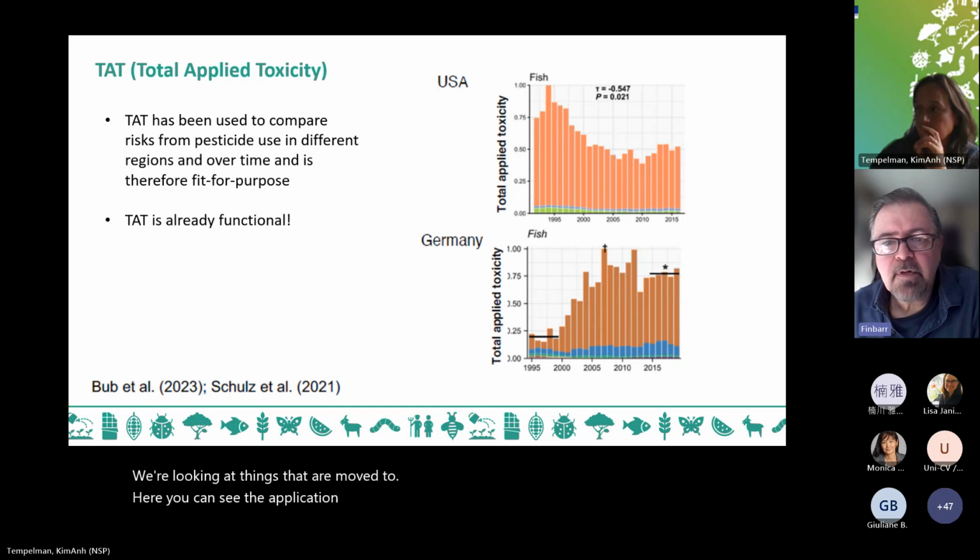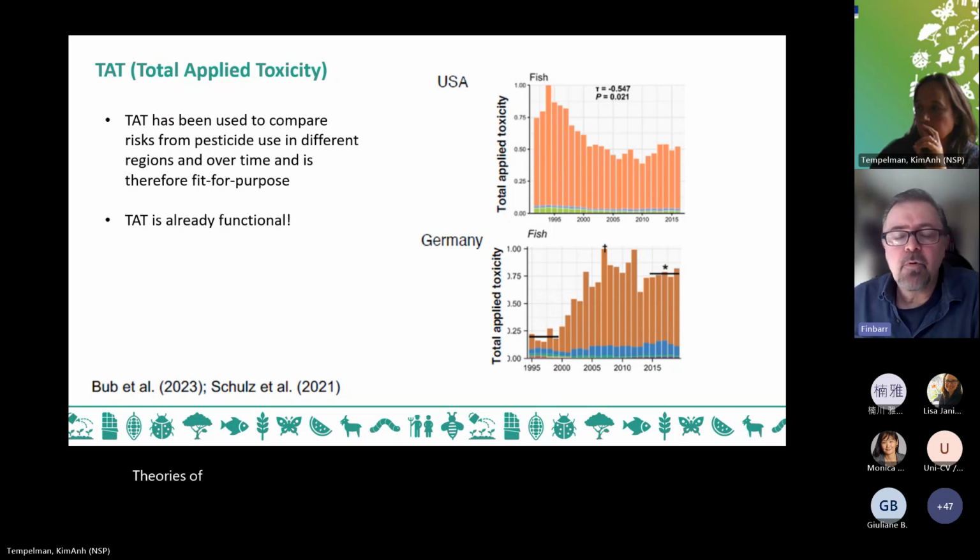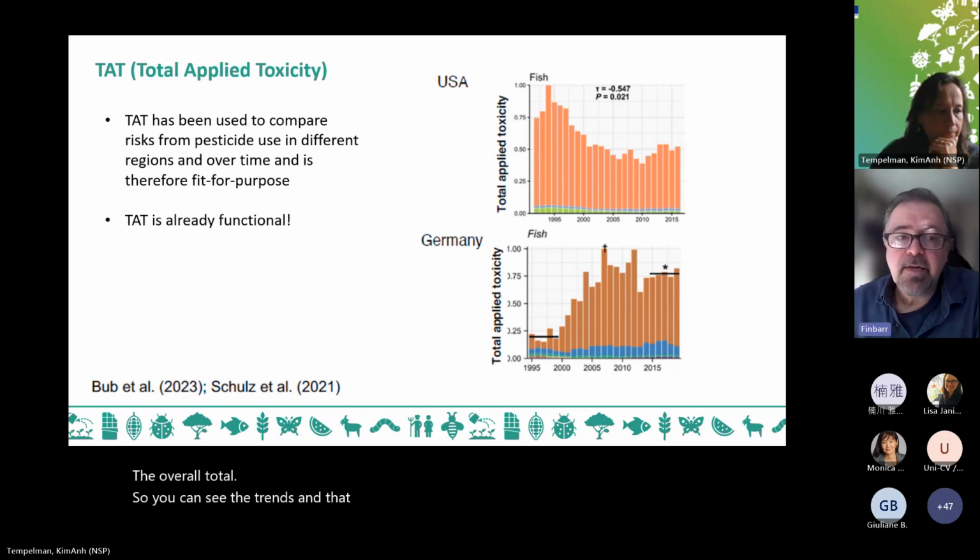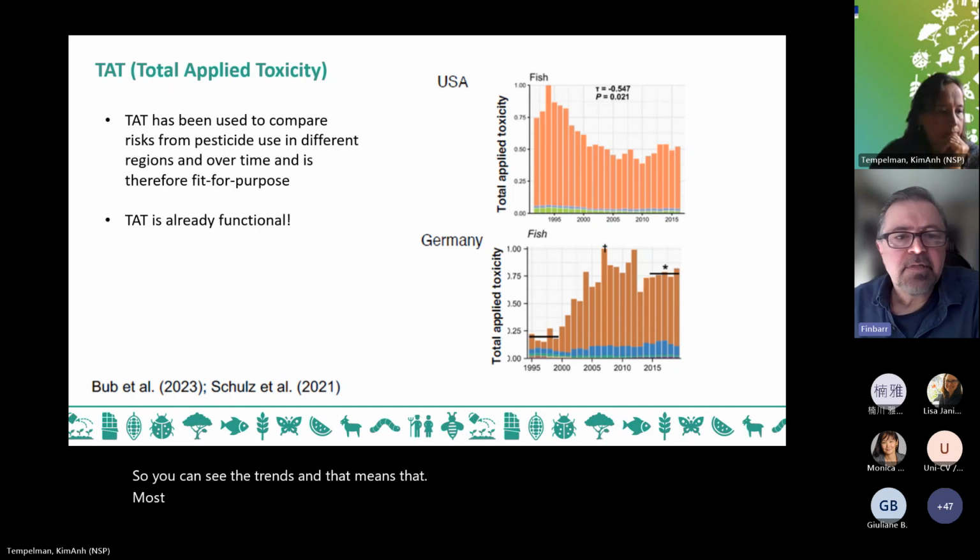So you can see there, for example, this is based on a whole series of pesticides with known toxicity levels to fish. And these are all summed together for each year. And you can see the trends over time. So from I think it was 1991 to 2000 in these graphs. And you see that for the US, based on the chemicals that were used, toxicity to fish declined, whereas in Germany, the overall total toxicity to fish increased over that time period. So you can see the trends, and that means that it's fit for purpose, and it's also functional. And so it could be used by most countries straight away. Next slide, please.